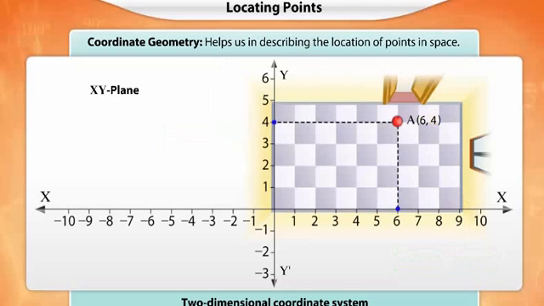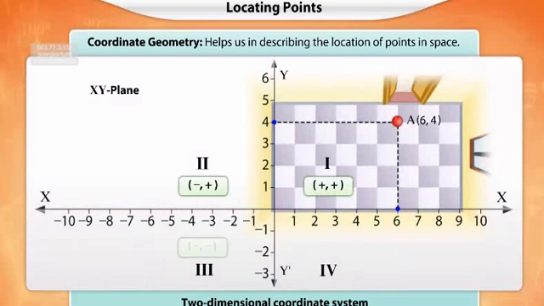The two axes divide the xy plane into 4 quadrants, Q1, Q2, Q3 and Q4. The sign for each coordinate of an ordered pair depends on the quadrant in which the point lies.